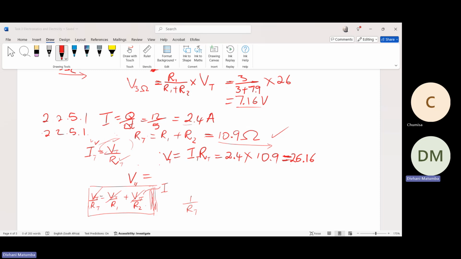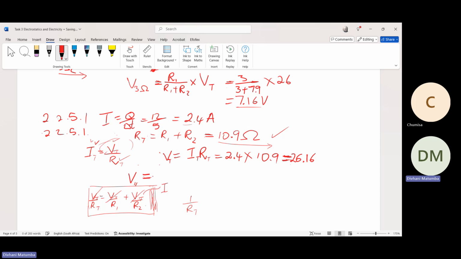I have said to you that throughout electricity, we're going to be using Ohm's law. Most of the things we are doing are Ohm's law, the sum of resistance, and the total current.